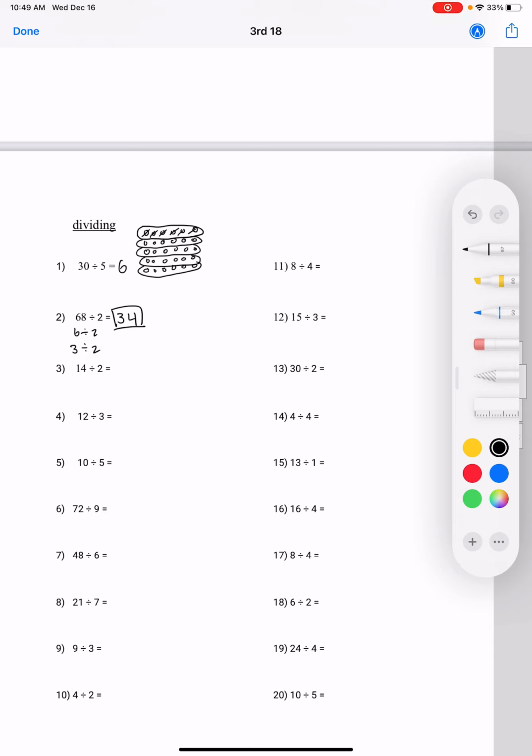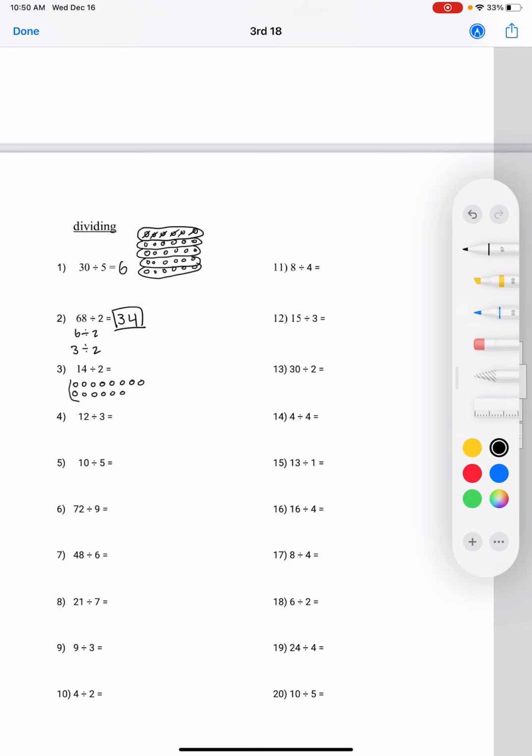14 divided by 2 is the same. 1, 2, 3, up to 14. So there's 14, and you want to divide it into equal groups. So we have 14 divided by 2. 1, 2, 3, 4, 5, 6, 7, and 7. So now we have equal groups, and each has 7 small circles, which means that the answer would be 7.